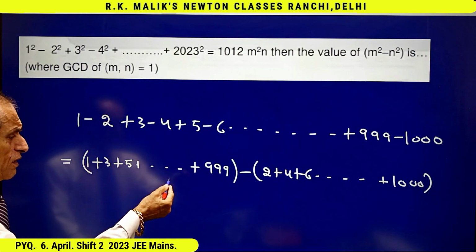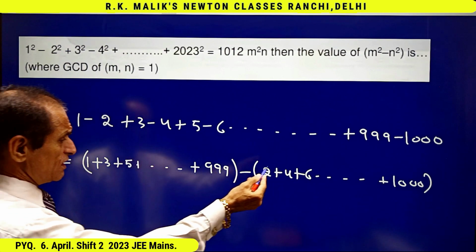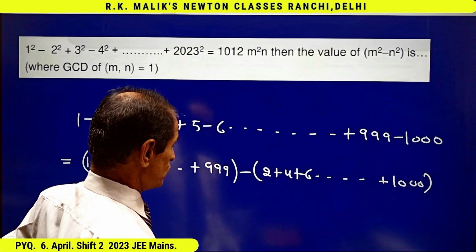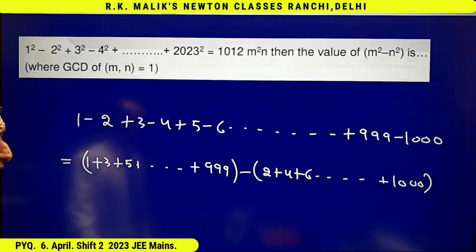Because it is an AP, it can be found very easily. The other part is also an AP, its sum can also be found, and by subtracting you can get the answer, but it is very lengthy. If I do the question in a smart way, it can be done in just 1 second. Yes, really only 1 second.